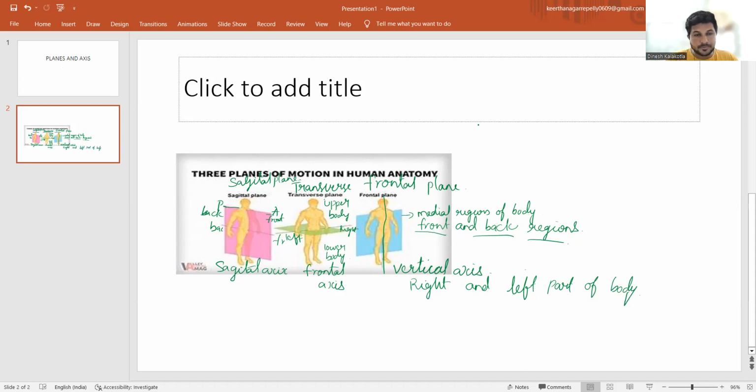Okay, so this is all about sagittal plane, sagittal axis, transverse plane and frontal axis, and frontal plane and vertical axis. Okay, so these are the imaginary lines or the planes, so that you understand three-dimensional movement of the human body. Right? I hope you understand this.